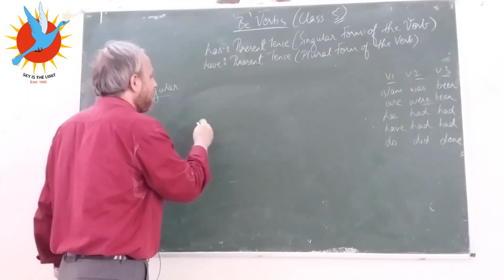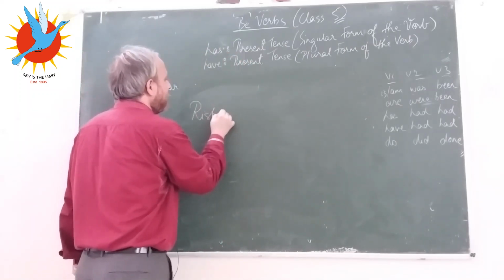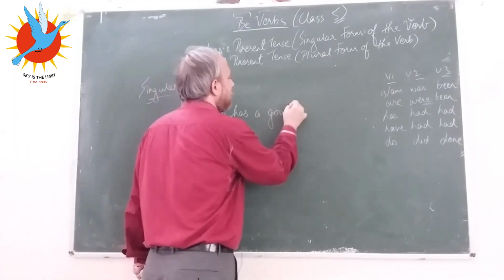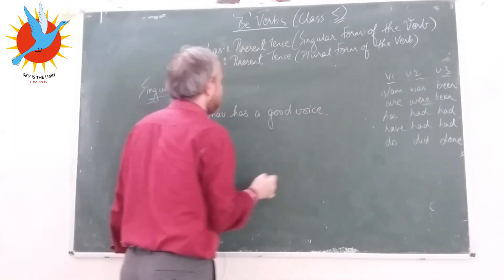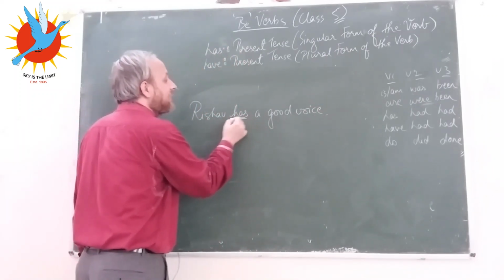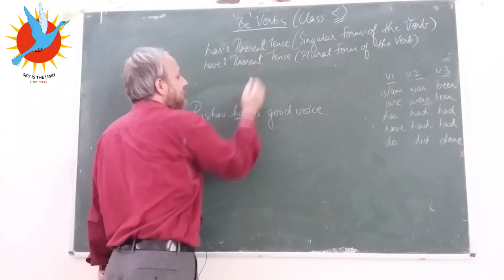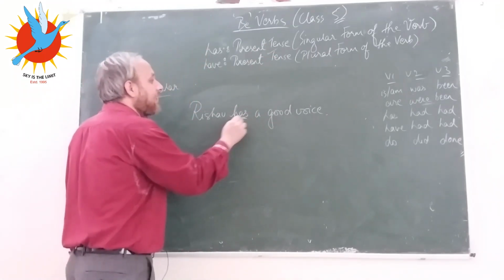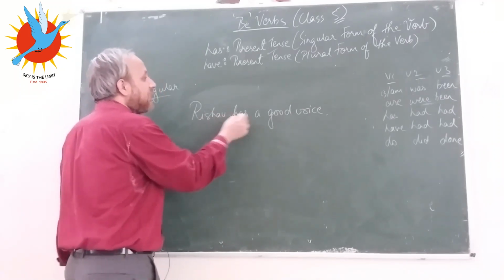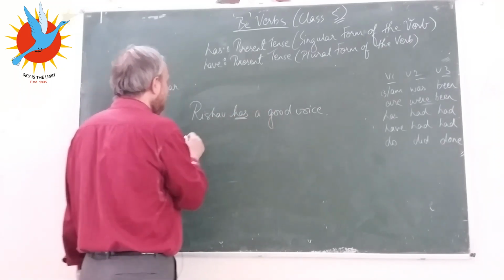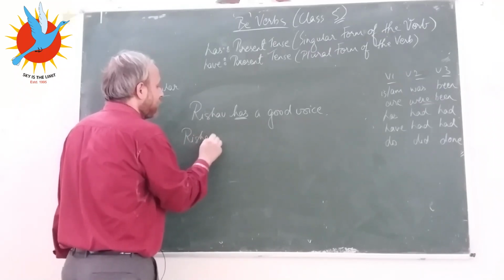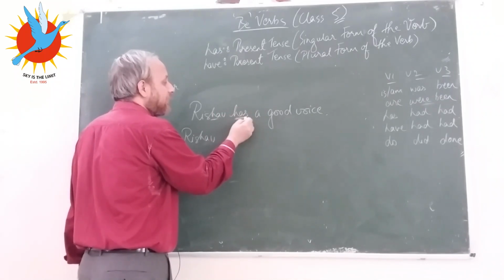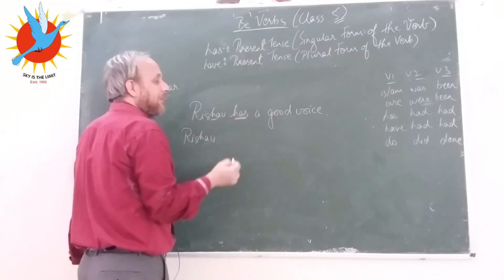Okay, so let's say again, I'll give you examples. So let's say Rishabh has a good voice. Since you use has, this sentence is in the present tense. If you want to be more particular, kids, this sentence is in the simple present tense. So Rishabh has a good voice. Since the subject out here is singular, we're talking about one individual, that's why you've used the singular form of the verb.